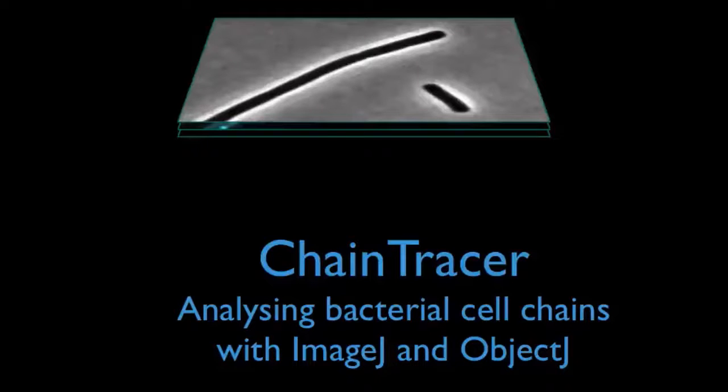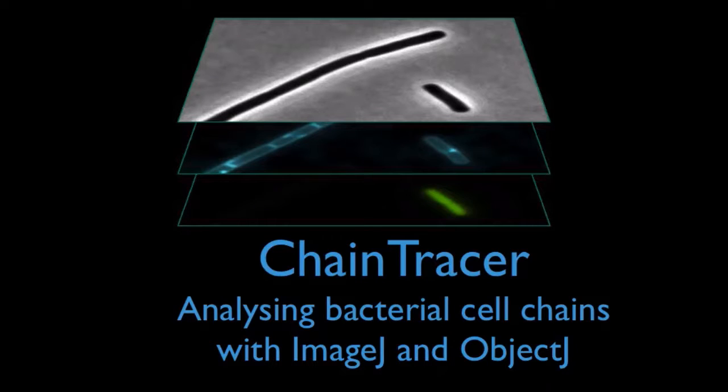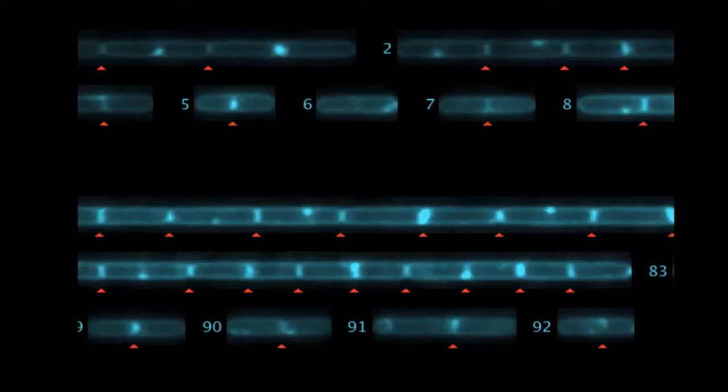This screencast describes ChainTracer, which analyzes bacterial cell chains with the help of ImageJ and ObjectJ. In order to access individual cells within a chain, we use the phase contrast image to find the outline of the chain, and we display the chain's membrane fluorescence in a straightened way.